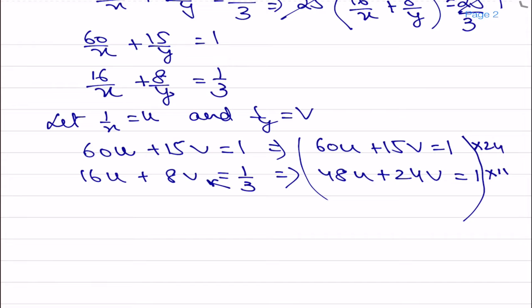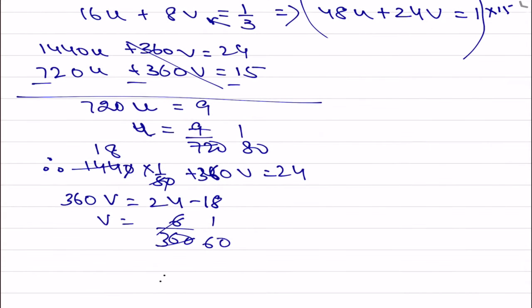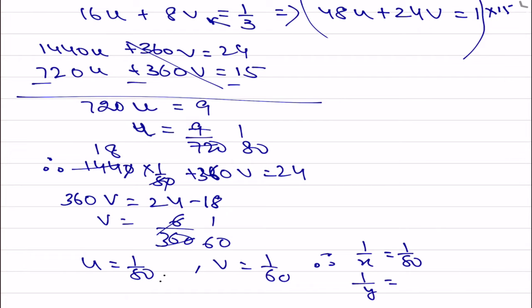Multiply the first equation with 24. So children, after solving this, we have got u is equal to 1 by 80 and v is equal to 1 by 60. Therefore, 1 upon x is equal to 1 upon 80, and 1 upon y is equal to 1 upon 60. So x is equal to 80 km per hour and y is equal to 60 km per hour. Speed of the car is 80 km per hour and the speed of the train is 60 km per hour.